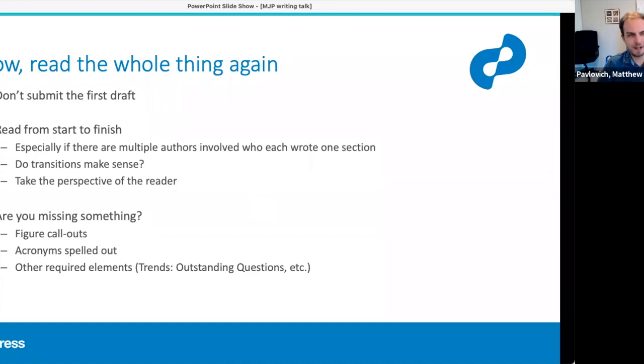And then do you have all the required elements? So at Trends in Biotechnology, actually all the Trends journals, we have highlights, we have outstanding questions, elements that are required. So this is journal specific, but make sure that you understand the journal requirements, go to their website, ask the editor, make sure that you have everything all lined up.